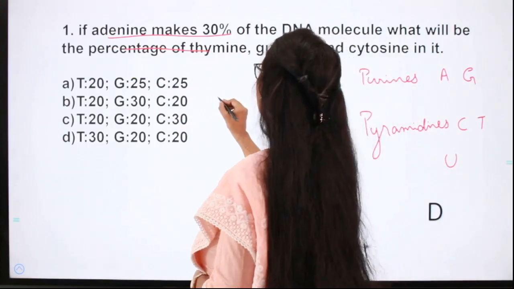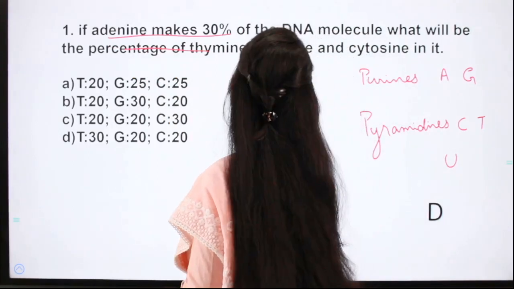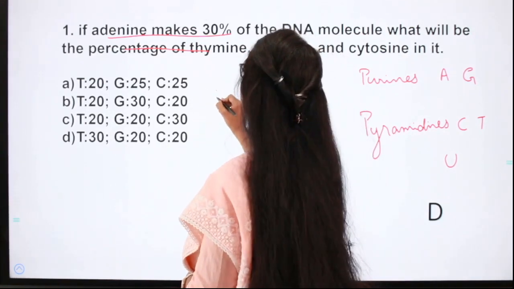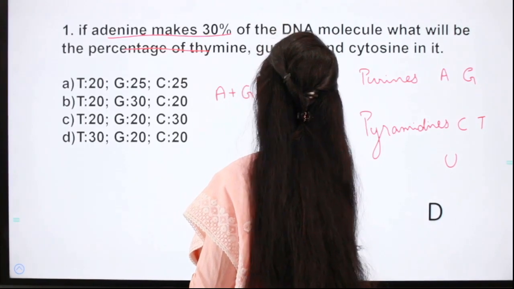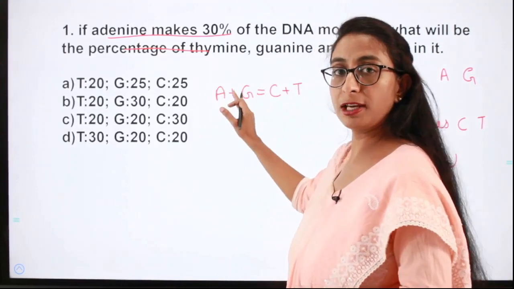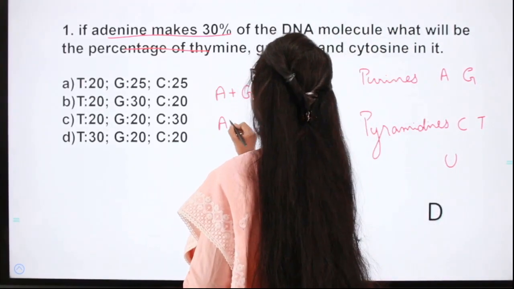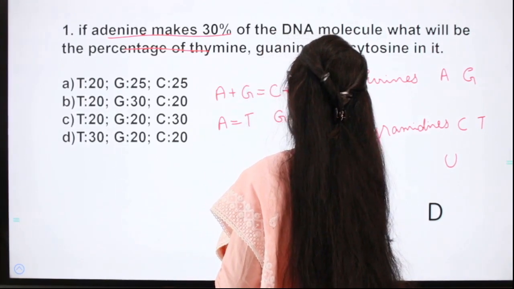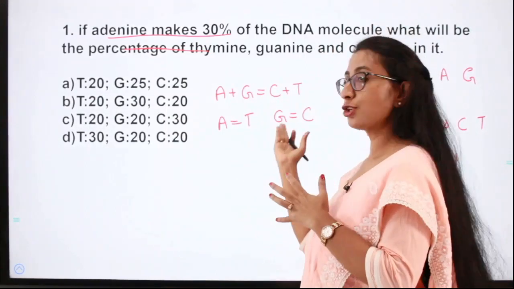So we know that according to Chargaff rules, the amount of purines and the pyrimidines will always be equal. That is, A plus G will be equal to C plus T. This is one rule of Chargaff rule. The other rule says that the amount of adenine will always be equal to that of thymine and the amount of guanine will always be equal to that of cytosine. So you have to recall the Chargaff's rule to solve this question.